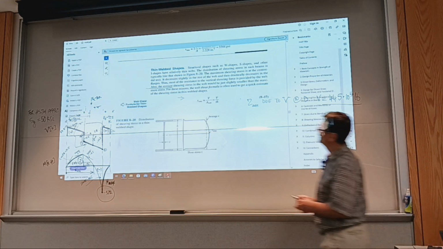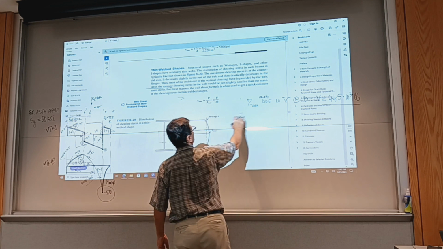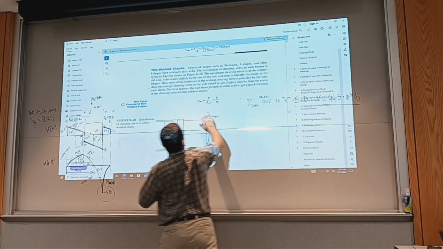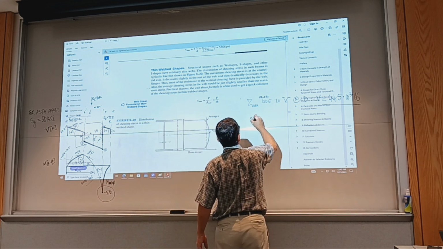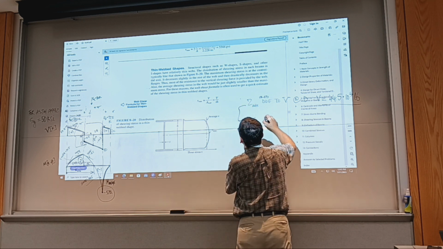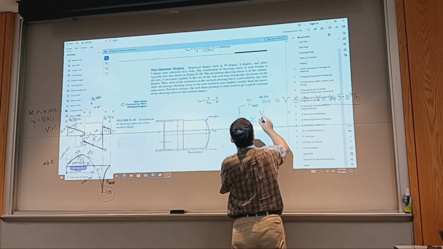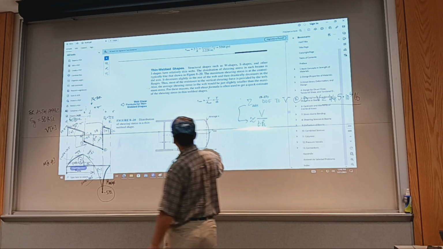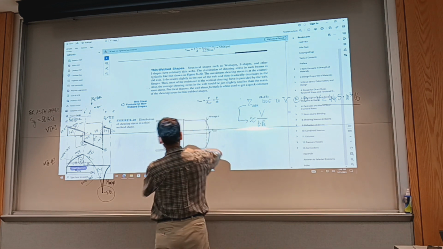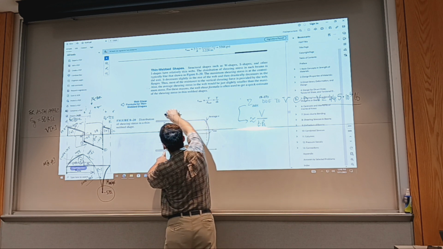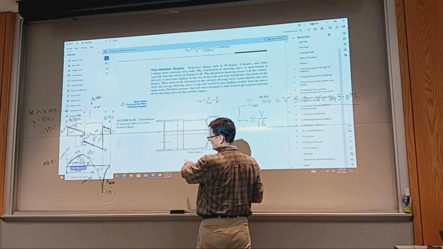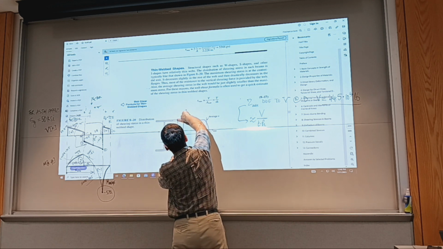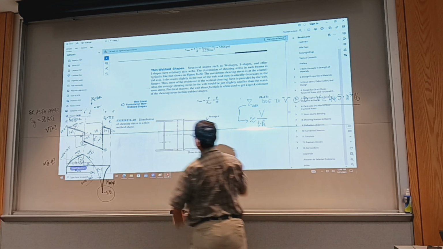Okay, so we look at this equation. It says tau max is going to be approximately, referring to this, V over T times H. So what is T? T is the web thickness, and H, as you can see, is measured as the depth of the I-beam. Sometimes this is just this one. So we're going to apply this equation directly.